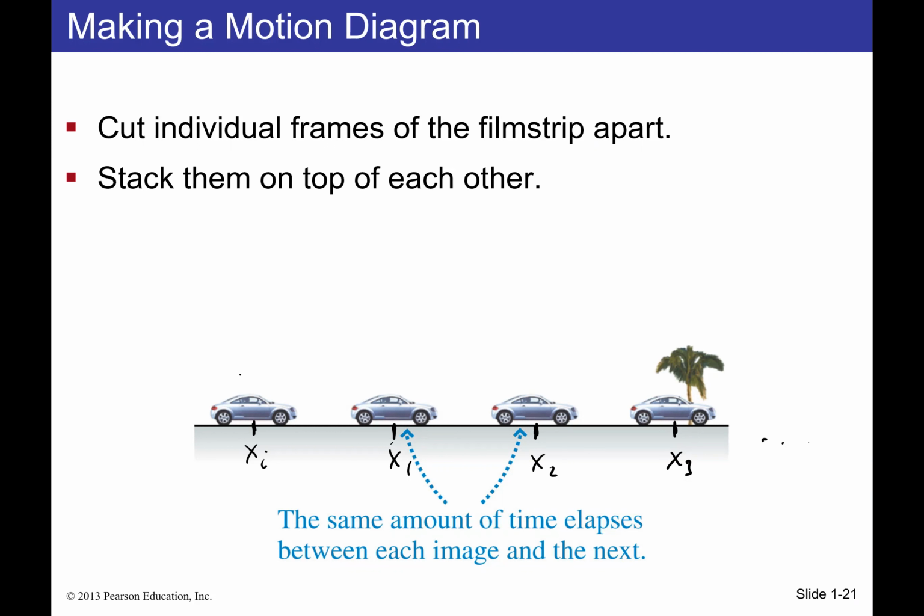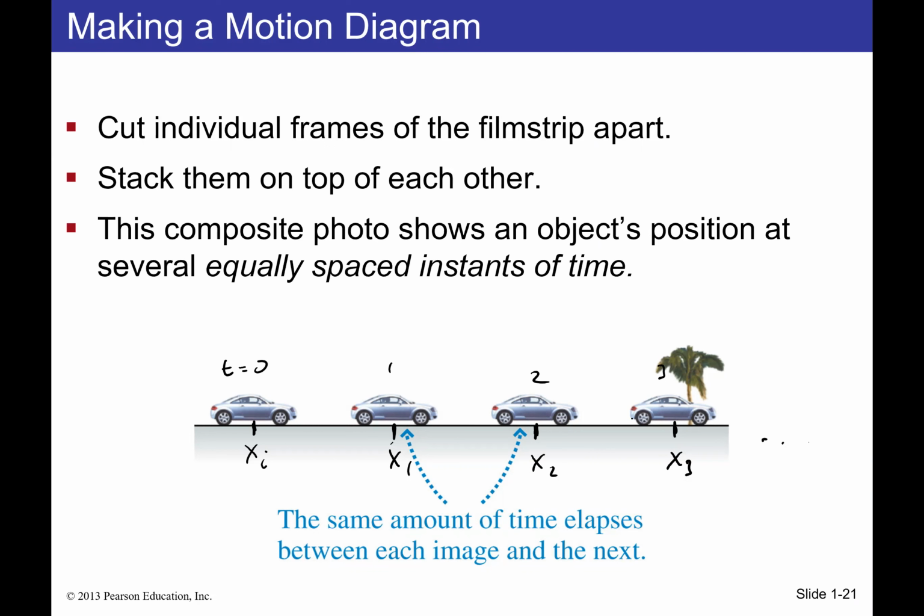Okay. So one of the things I can do here is say t equals 0, 1, 2, 3. Generally at the top of the object, usually the time is given. This composite photo shows an object's position at several equally spaced instants of time.